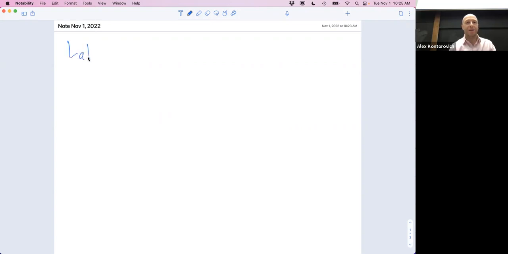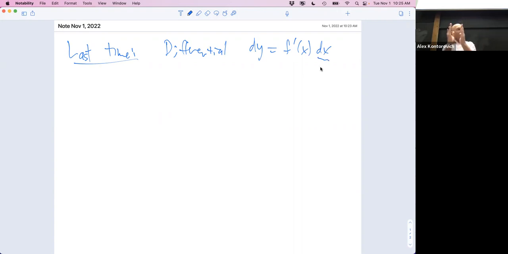Last time we discussed differentials. The differential dy is equal to f prime of x dx, where now we're thinking of dx as a small change, like an error in a calculation. This is not an infinitesimal number, it's a small perturbation or error, and then that results in a change or an error in y.